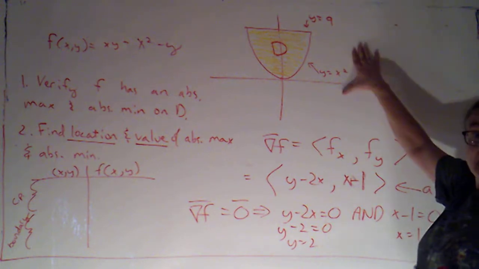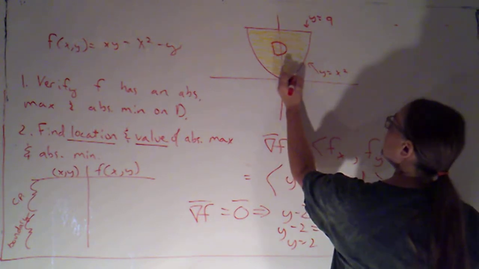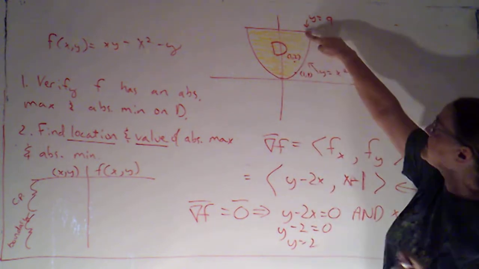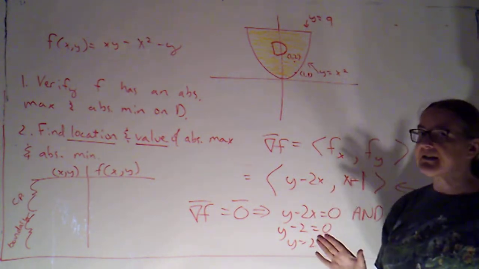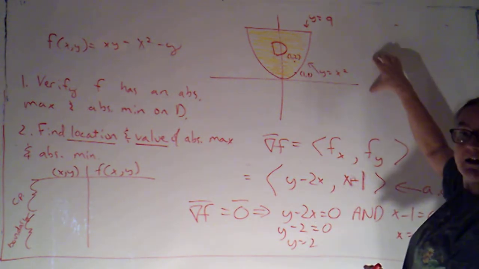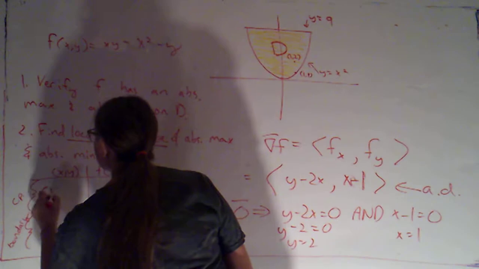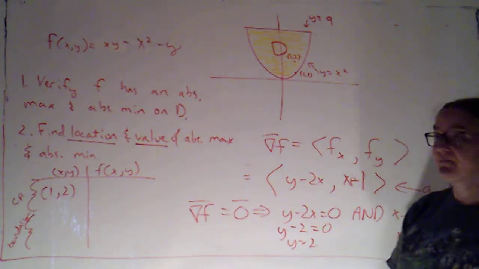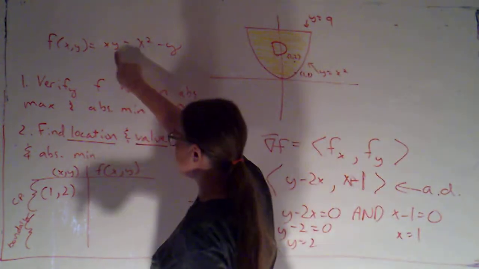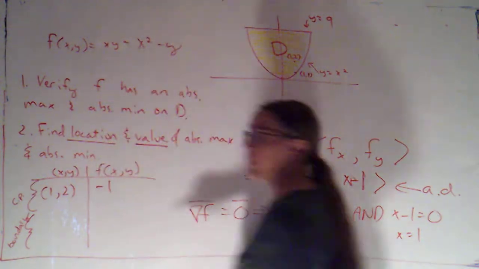Now, is that point in D? Yes, because if we're at 1, the point on the parabola would be (1, 1). So (1, 2) is going to be above that, and that's definitely below 9. But it is always necessary to check. There are probably going to be some times when you find a critical point, but it's outside of your region D. Don't include it on the list. This one's in our region D, so I will list (1, 2) there. Okay, let's go ahead and evaluate our function there. So x times y would be 2, minus 1 is 1, minus 2 is negative 1.